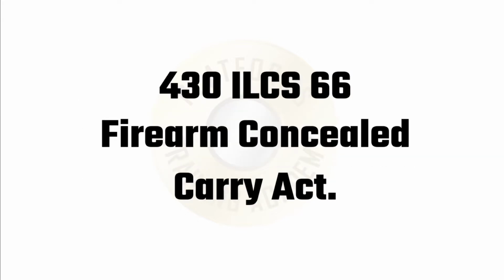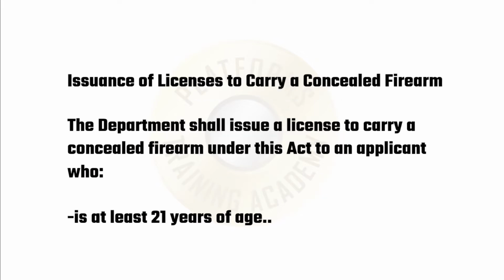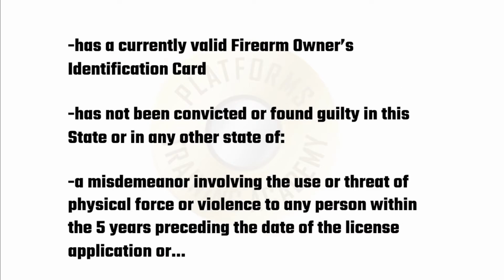The next item, the Firearm Concealed Carry Act. Issuance of licenses to carry a concealed firearm. So the requirements to get a concealed carry permit in the state of Illinois start with you being at least 21 years of age. You also have to have a currently valid FOID card. You also could not have been convicted or found guilty anywhere in the U.S. of any of the items that we're going to list going forward. The first one being any violent misdemeanors within the past 5 years.